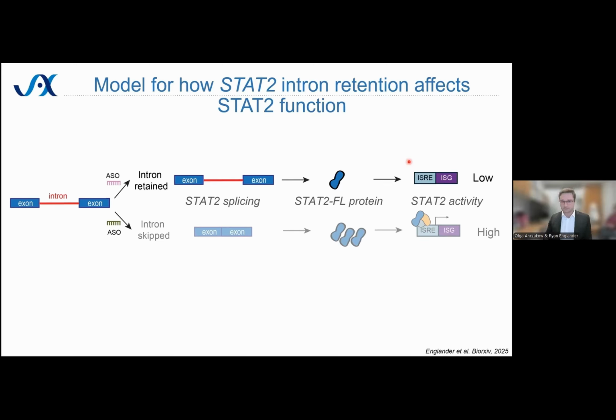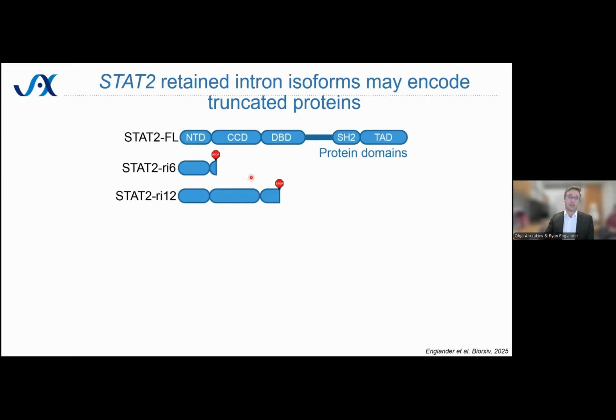And so this model was fairly straightforward and what you might expect based on what we knew about these intron retention events from the full-length data that we had from our long reads. But what we wanted to ask next was if these intron retention events that introduce premature termination codons that reduce the full-length protein might actually themselves be capable of encoding protein that was just truncated, and hence might have different functions than the canonical STAT2 protein isoform.